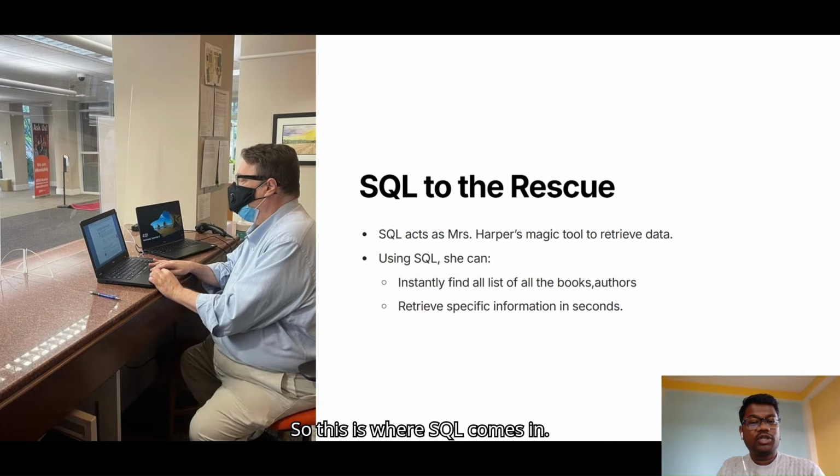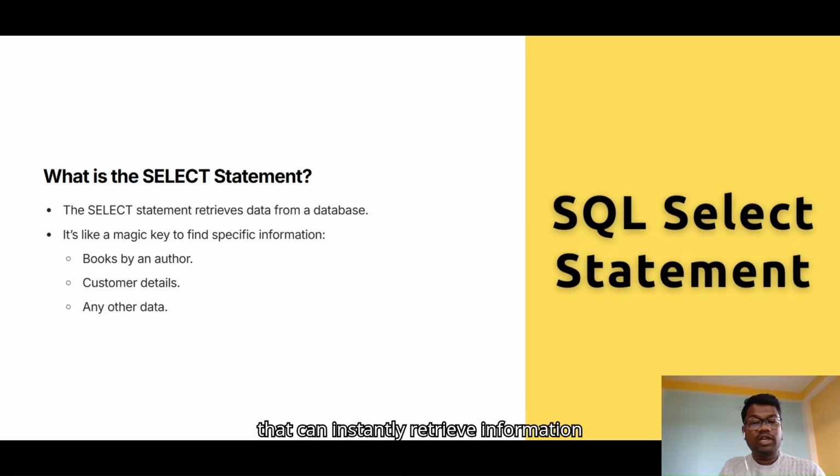So this is where SQL comes in. Imagine if Mrs. Harper could simply ask the tool to show her all the books with just one command. This is what SQL allows her to do, especially the select statement. The select statement is like a magic key that can instantly retrieve information from the database, whether it's a list of books, a customer detail, or anything else. So the select statement in SQL is used to retrieve data from a database. In our case, Mrs. Harper can use it to find specific books in her library. Instead of going through each book manually, she can write and run a simple query that gives her the exact data that she needs.